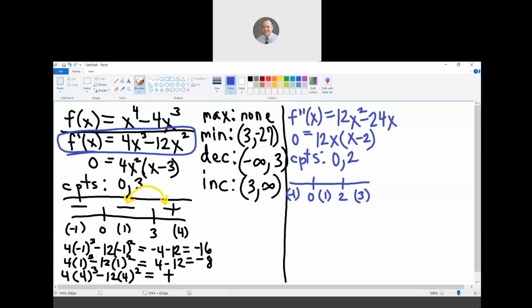Now you can plug these test points into your original second derivative or your factored version. I'm still using the original. So when we plug negative 1 in first, that gives us 12 plus 24, positive 36. So everything to the left of or less than 0 has a positive sign result.